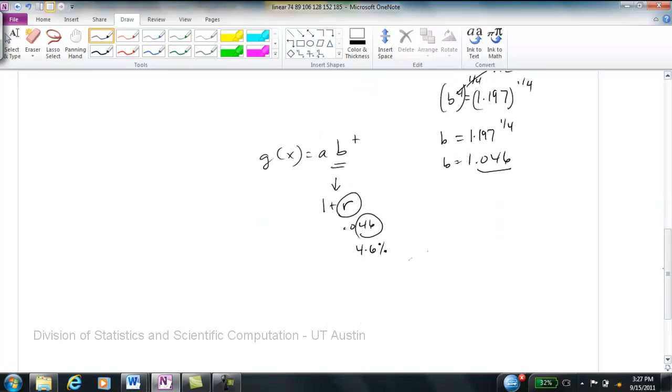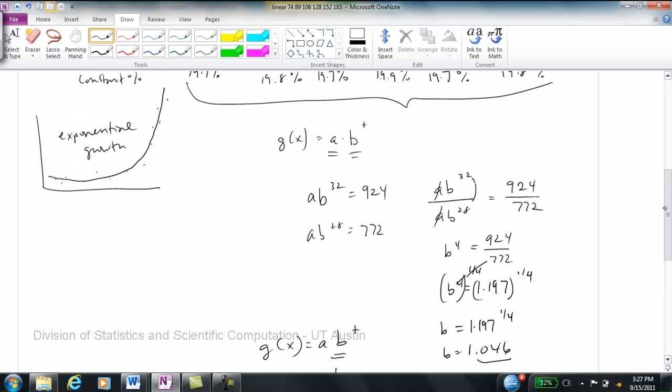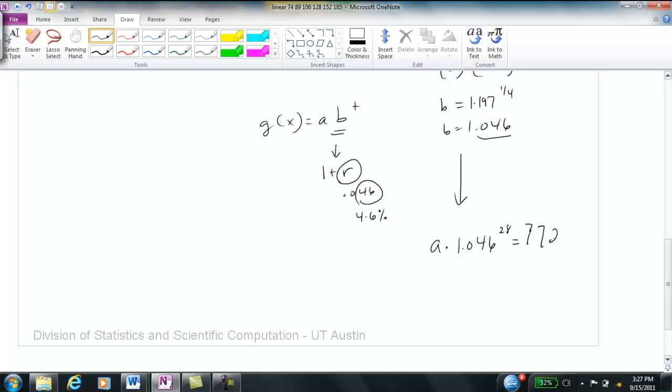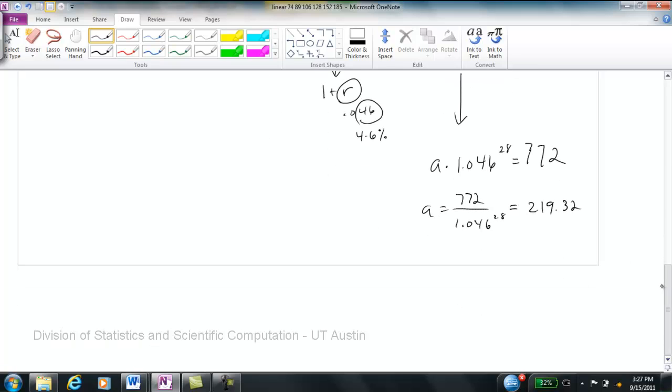So, using that, here's what I can do. I can now plug into my equation to solve for a. So a times 1.046, and let's use 28 again, is going to be equal to, remember, 772. So a is equal to 772 divided by 1.046 to the 28, which is going to be equal to 219.32, which would give me a function that looks like this: 219.32 times 1.046 to the t.